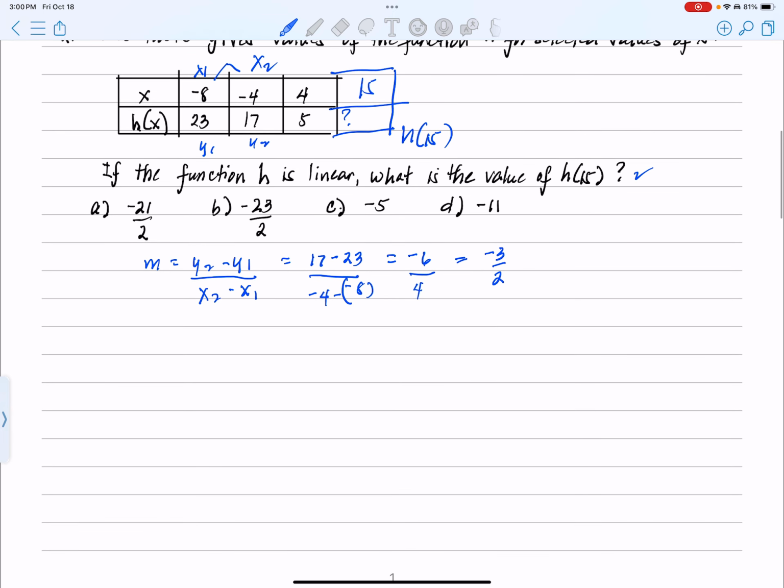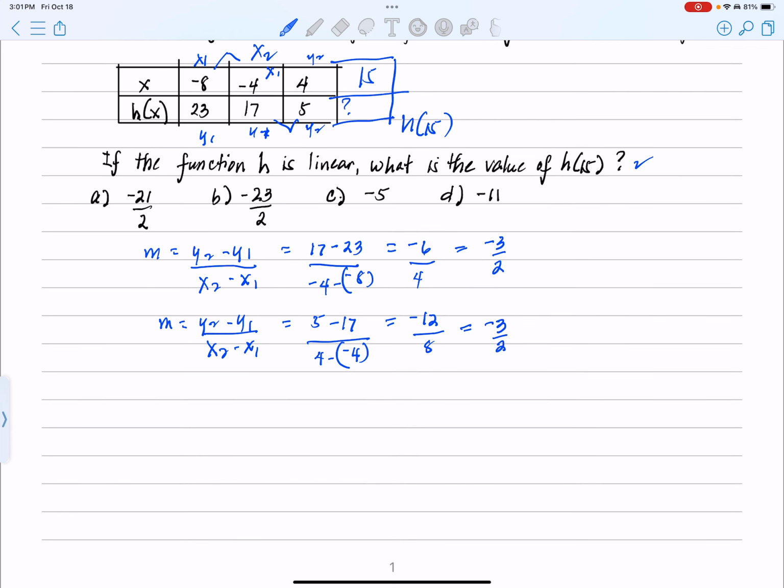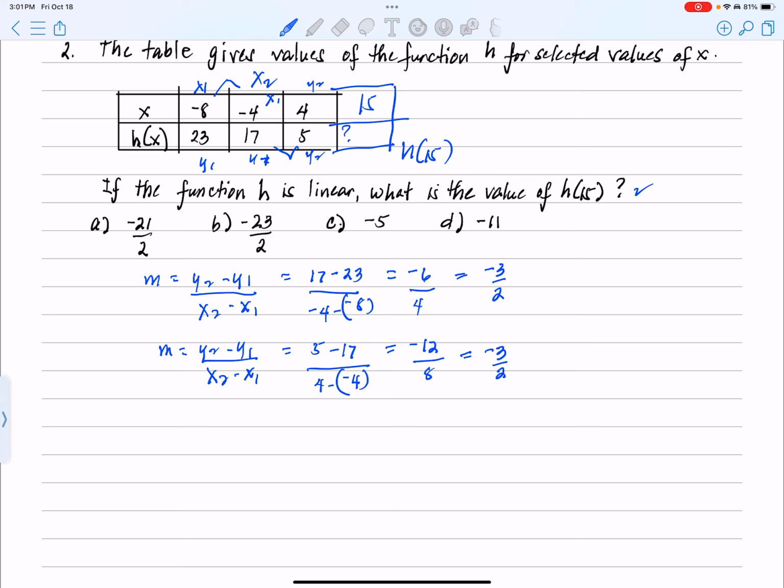Okay. How about this point right here? We have to check if that is really a linear function. All right, let's check. So this will be my y2 now, and this will be my y1 now, and this will be the x2, and this will be the x1. y2 minus y1 over x2 minus x1. So I will have 5 minus 17 over 4 minus -4. So that would be -12 over 8. Reducing, that's -3/2. That means the slope is constant. Right? The slope is constant. Then this function is a linear function.